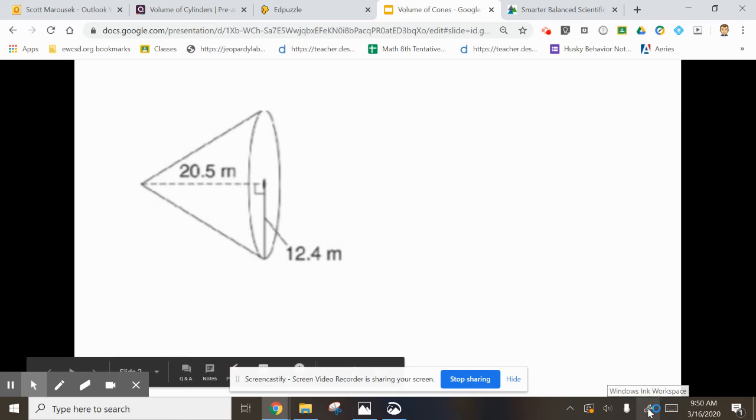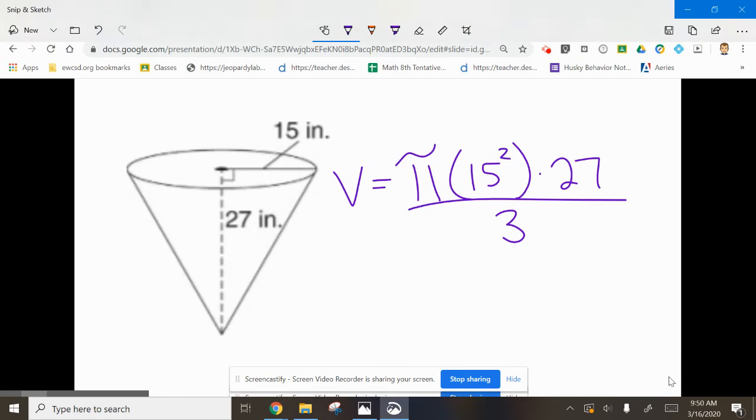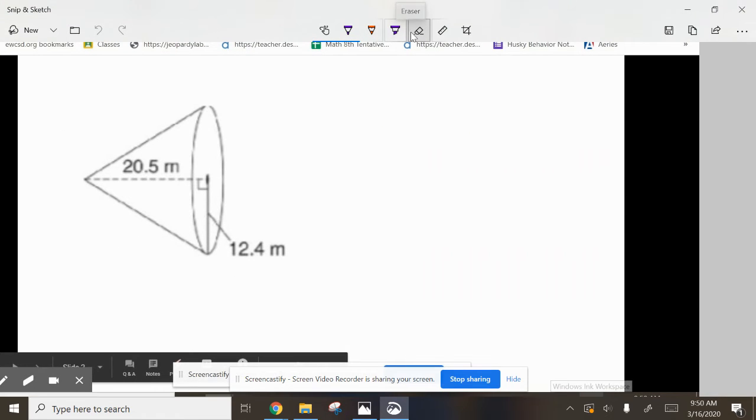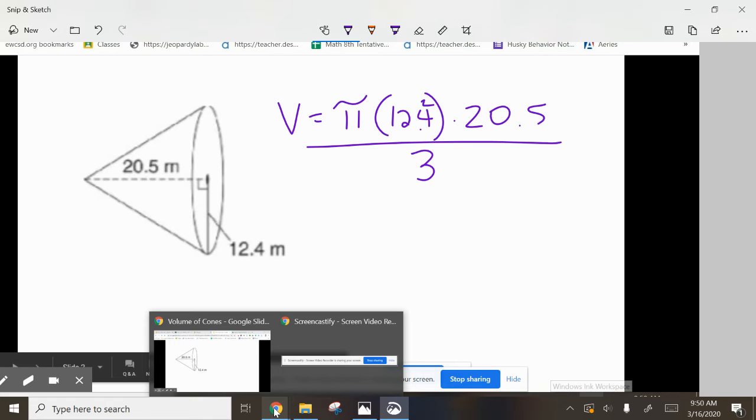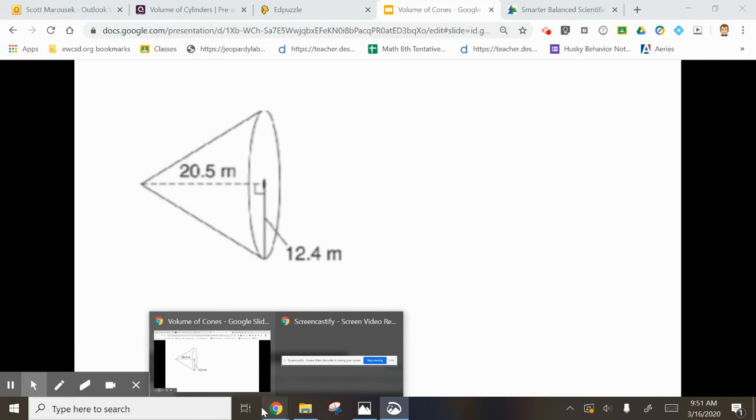So the next problem we have here, same idea, but now there's decimals involved. Okay? So let me X out of this, pull this up, and now we're going to go ahead and go, that's our radius, right? That's our radius. This is our height. So we're going to go volume equals pi times radius squared times height. And don't forget the end, all divided by 3. All right? Go to your calculator, go ahead and solve that. Give me an answer rounded to the 10th.